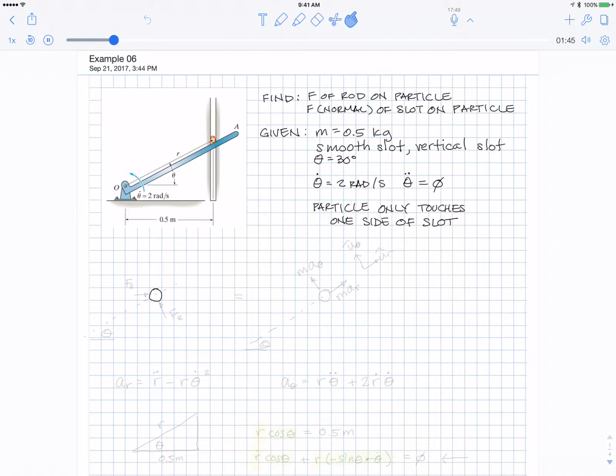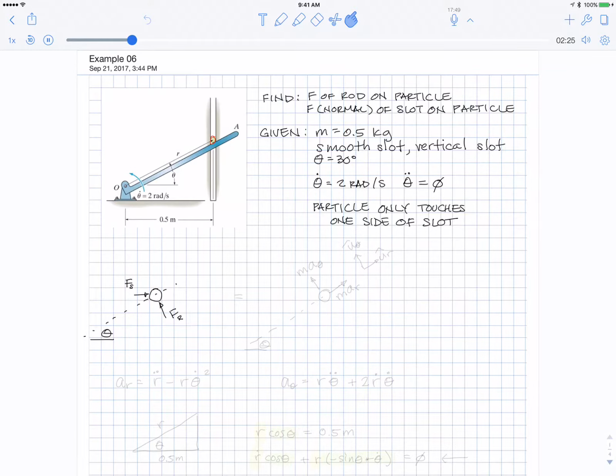Okay, so because the rod is smooth, there is a normal force here from the rod, and let me just draw in the dot of the rod there, and that's the angle theta, so that's clearly going in the theta direction. Okay, so now this is where this little thing about only one side of the slot can be touching. So there is this force here of the slot, and we'll call that F slot.